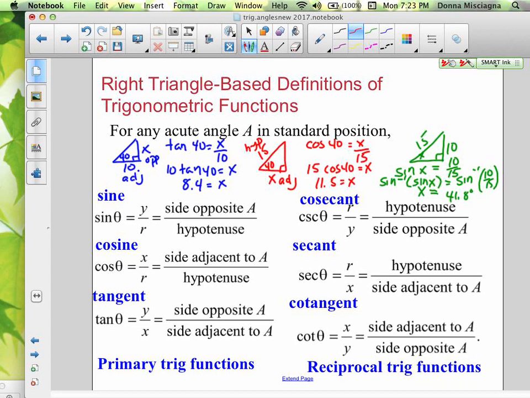Now we just need to isolate x. So we just multiply both sides by 15. We have 15 cosine 40 equals x, and you can just plug that into your calculator. So 11.5 is equal to x.